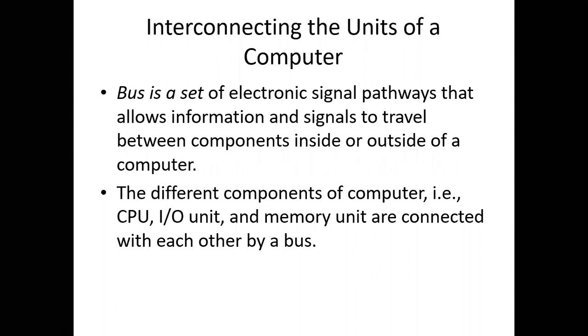Okay. The last part of this unit: we did mention that there are different units in the computer. We talked about the memory unit, the input-output unit, and the processing unit. These components have to work together to accomplish the task. Whatever the computer does, it has to be done by them. Now, how does this work?